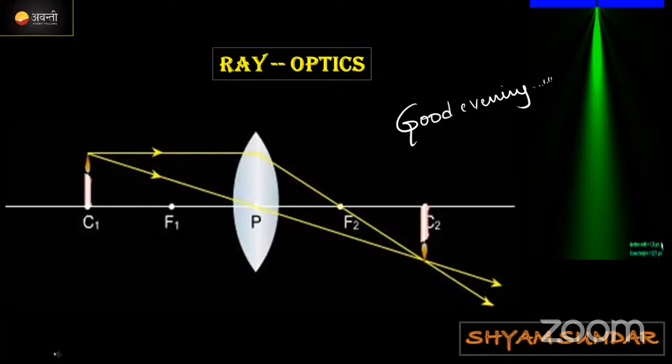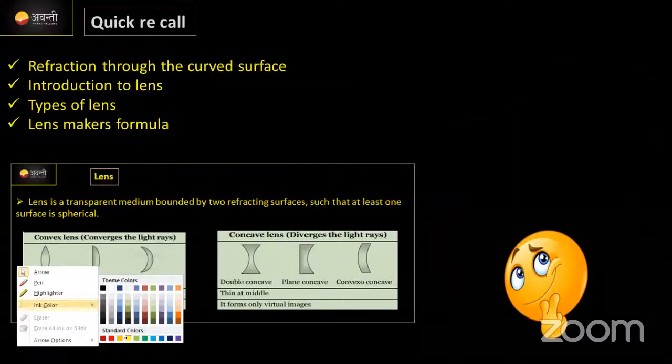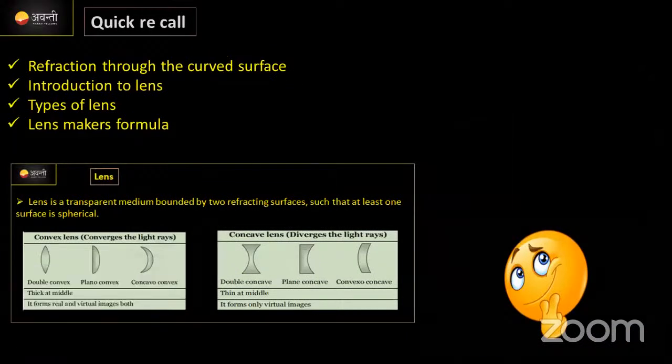Clear, right? Let us take a quick recall of what we discussed in the previous class. In the previous class, we started talking about refraction through curved surfaces, introduction to lens, types of lens and the lens maker's formula. These are all the things we discussed in our previous class.